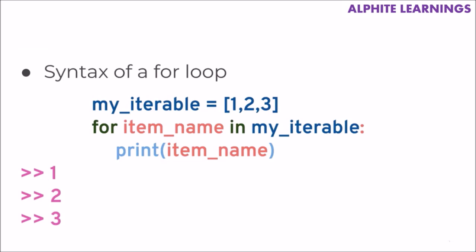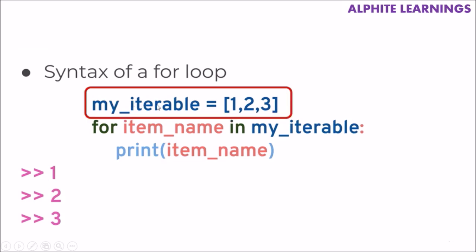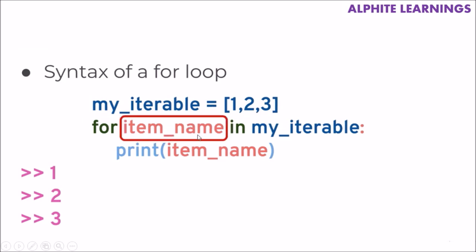So this is the basic syntax for a for loop. I will be assigning a variable, my iterable. I have a list 1, 2, 3. For item_name in my iterable, print the item name. If I ask it to print, it starts a loop over all the elements: it prints 1, 2, 3. First it prints this, second it prints this, third it prints this. This is the basic syntax for a for loop.